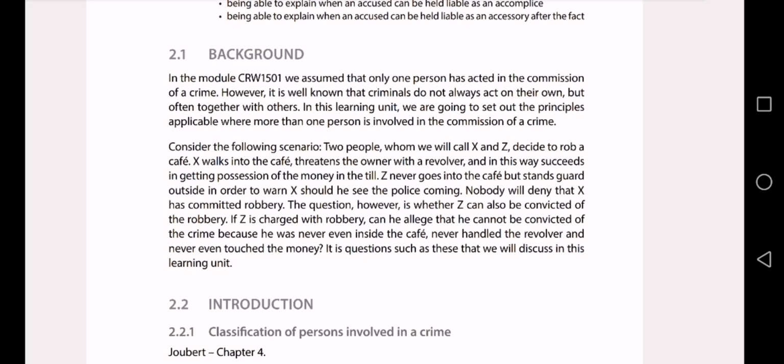Background. On the module CRW1501, we assumed that only one person has acted in the commission of a crime. However, it is well known that criminals do not always act on their own, but often together with others. In this learning unit, we are going to set out the principles applicable when more than one person is involved in the commission of a crime.